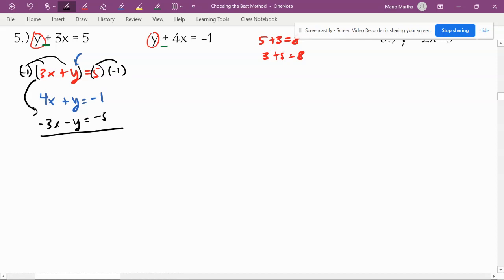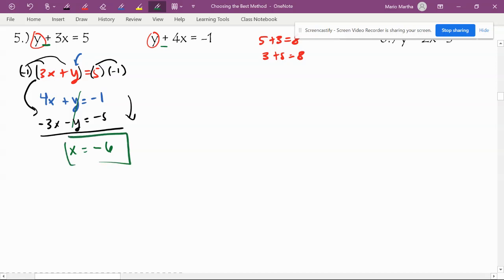So this takes me pretty much to my next step, the elimination step, where I just have to add straight down. And I get rid of these two, right? Positive y minus y. Those go away. And then 4x minus 3x leaves you with 1x. And then that's -1 plus -5 gives me -6. And that's my x coordinate.